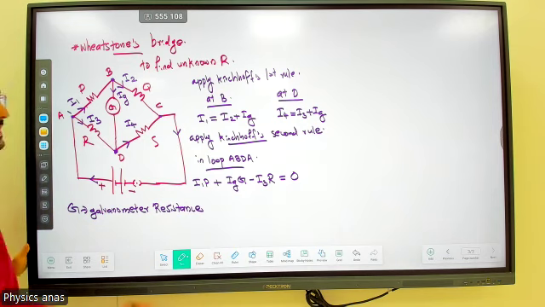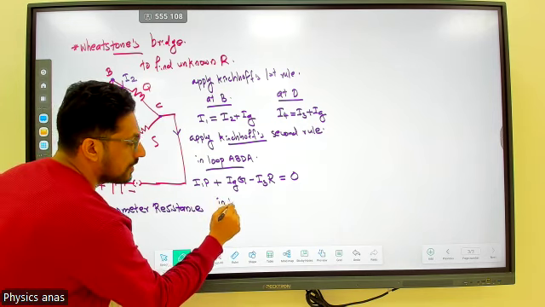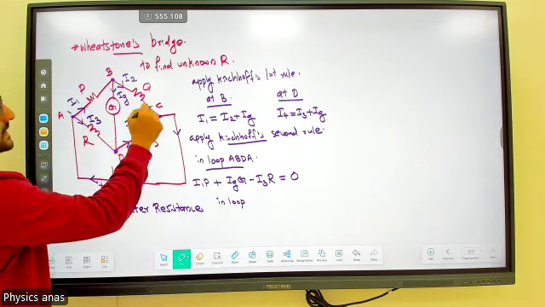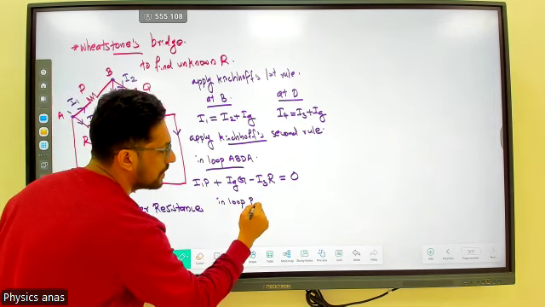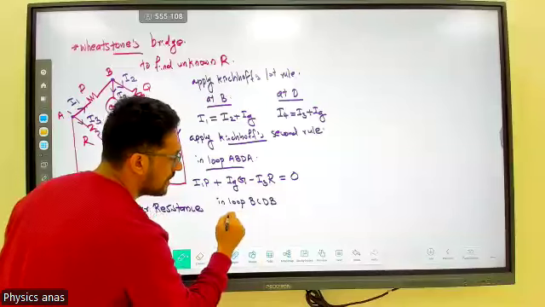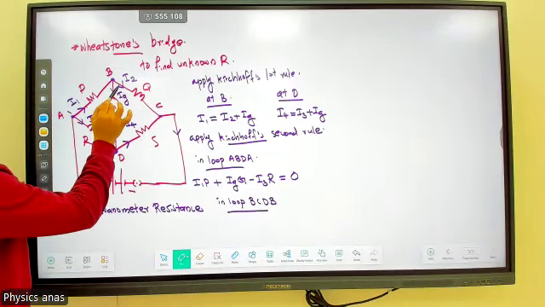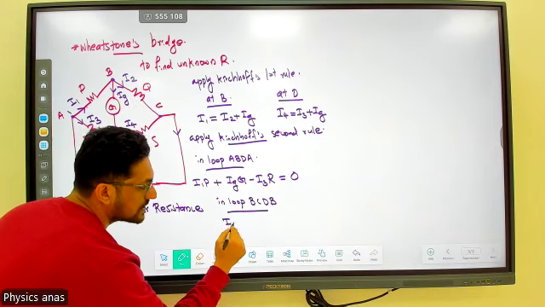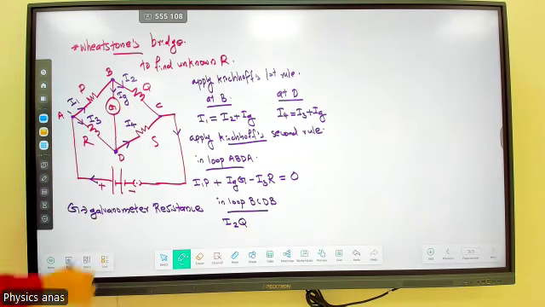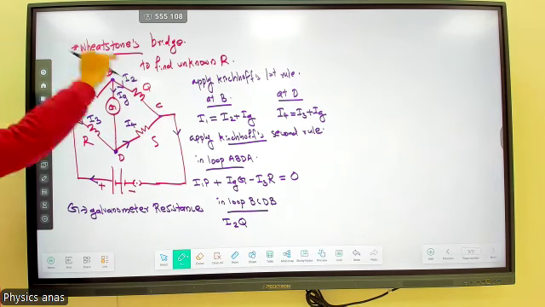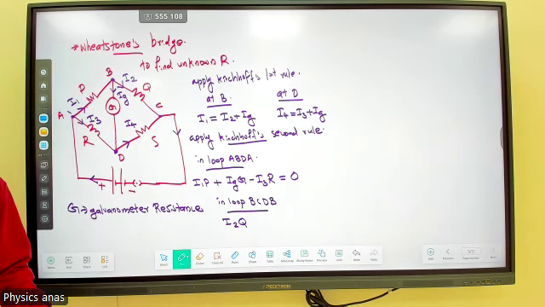Okay? Then another loop. In loop D, C, D, B. What is the first voltage? I2Q. That's because I am going from B to C, the current is going from B to C, so that voltage is positive.